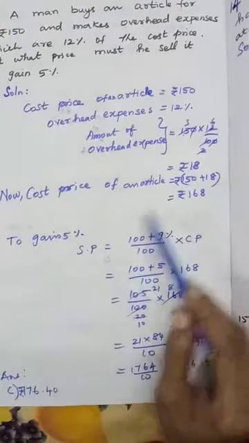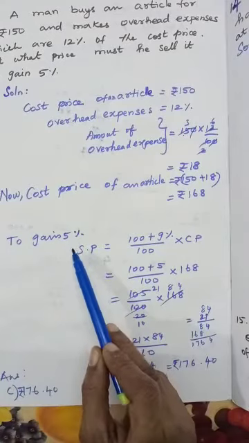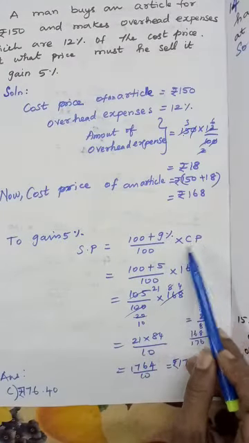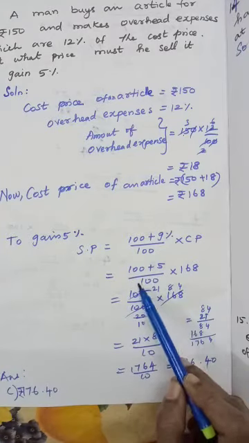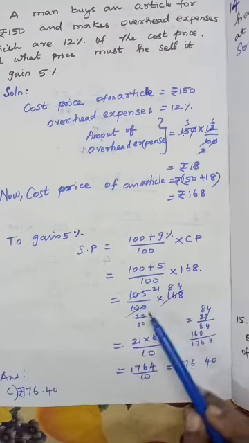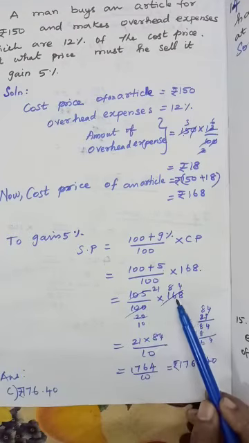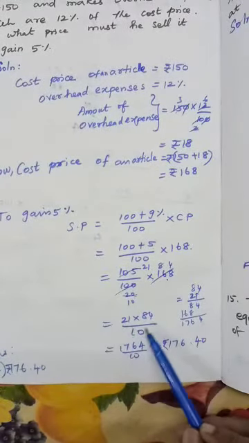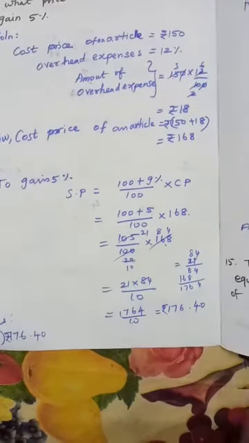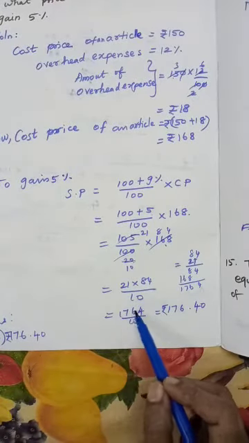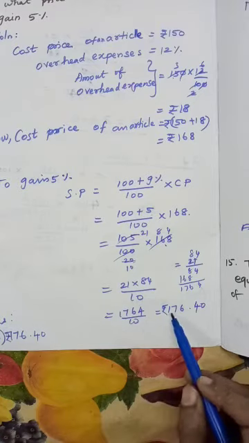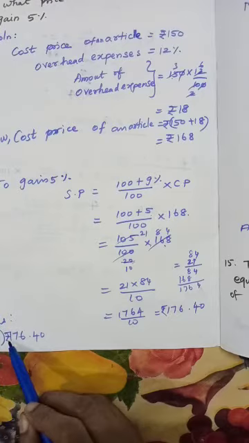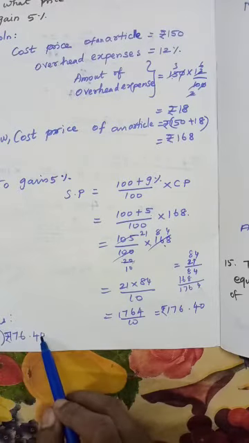Now you have to see, to gain 5%, SP is equal to 100 plus gain percent by 100 into CP. So 100 plus 5 by 100 into 168. So 105 by 100 into 168. Now you cancel and the answer is 21 into 84 by 10. So 1,764 by 10. That is 176.40. That is rupees 176 rupees 40 paise.